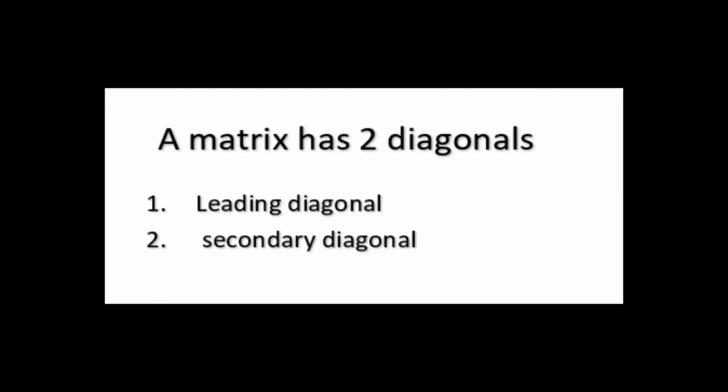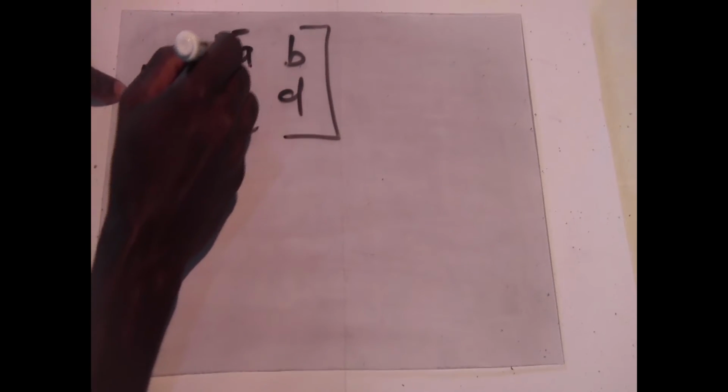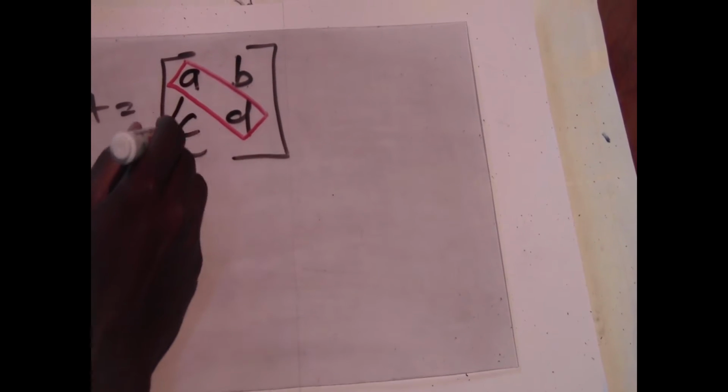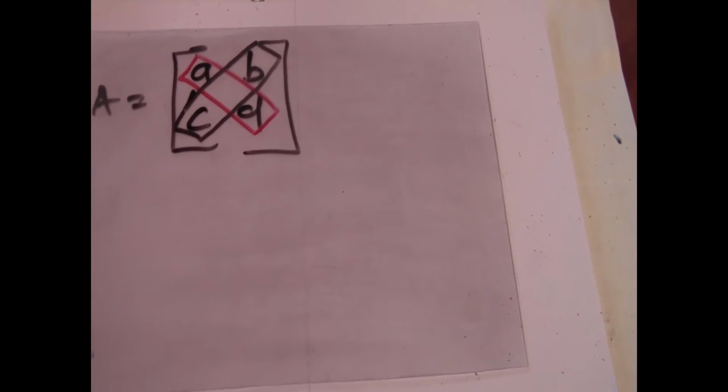Before we continue, there are two things you have to know that we said in our previous video: a matrix has two diagonals. The first diagonal we said is the leading diagonal, and for this matrix A, our leading diagonal is AD. The other diagonal we said is the secondary diagonal, which is CD.